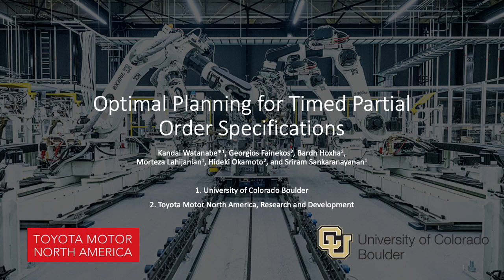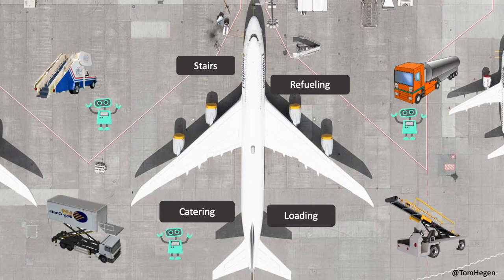Today I'm going to talk about how to optimally plan for time partial order specifications. Increasing efficiency is crucially important in many domains, from manufacturing to administrative processes. These processes are called workflows and are often imposed with precedent and timing constraints.